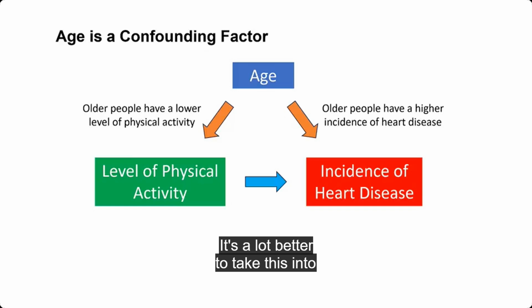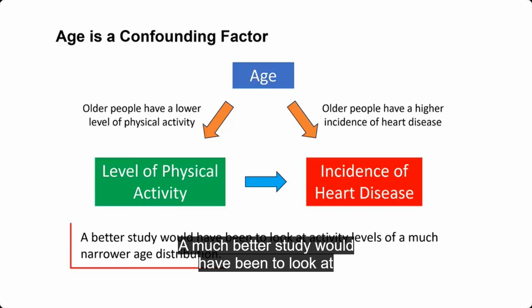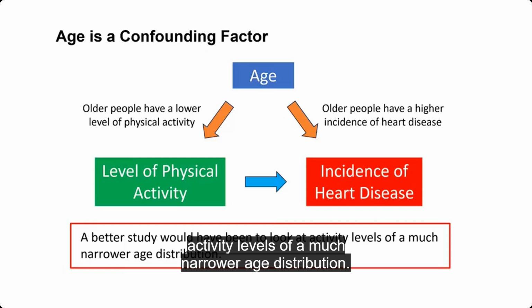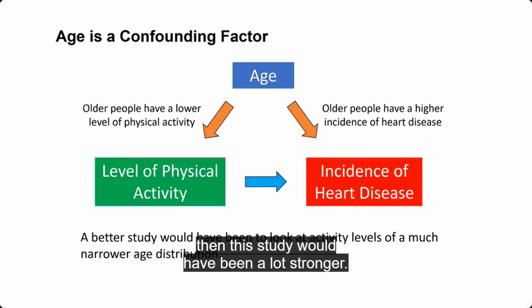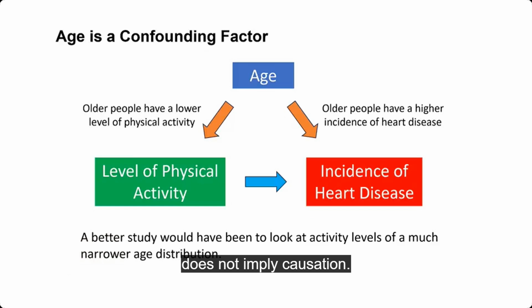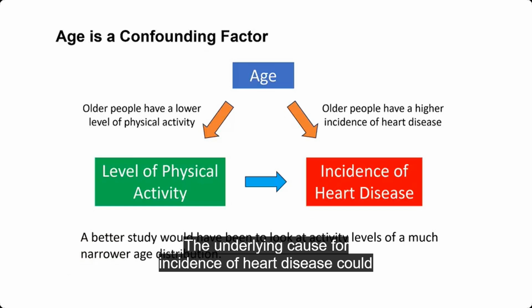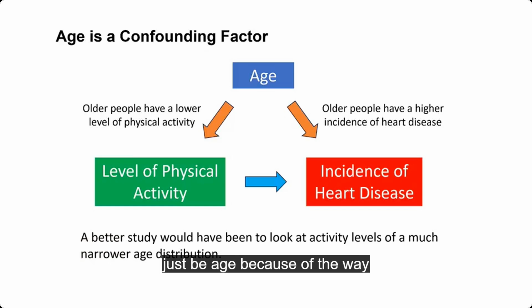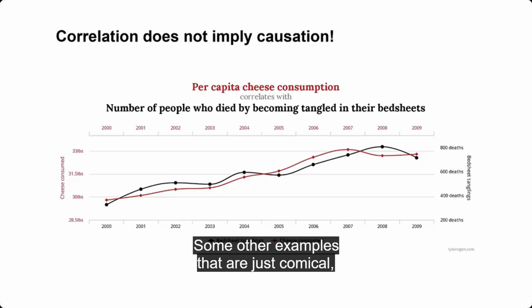It's a lot better to take this into account before designing the study. A much better study would have been to look at activity levels of a much narrower age distribution. So if age was not a confounding factor, then this study would have been a lot stronger. So what I'm showing here is correlation does not imply causation. The underlying cause for incidence of heart disease could just be age because of the way that this study was designed. Some other examples that are just kind of comical.